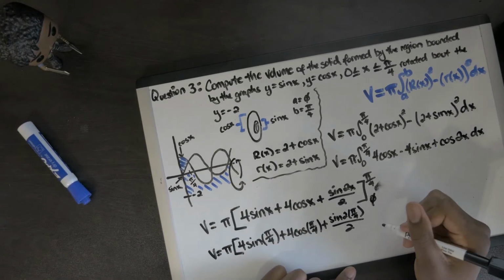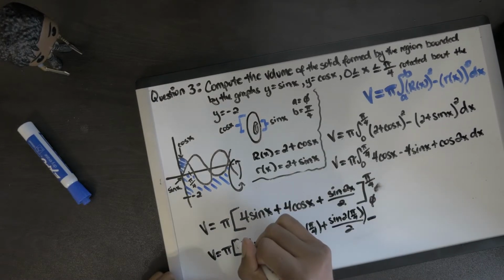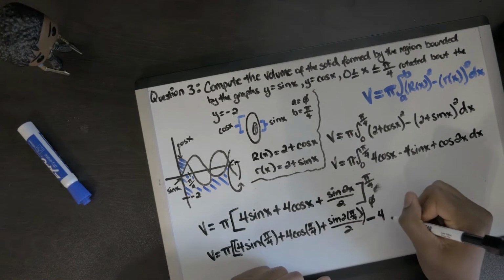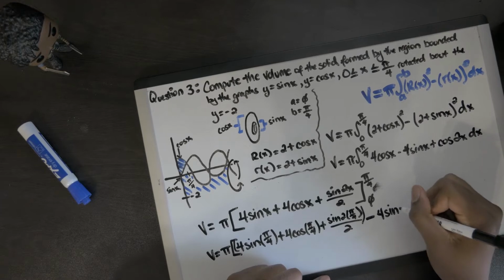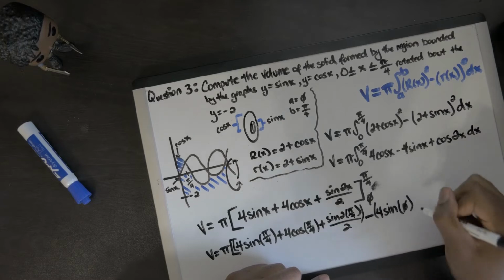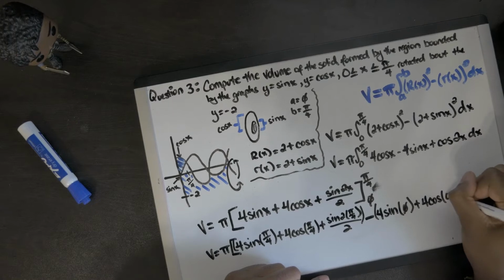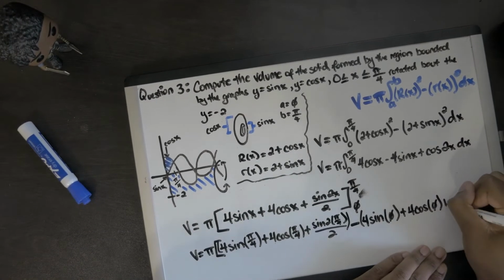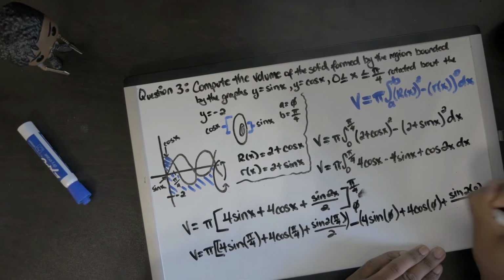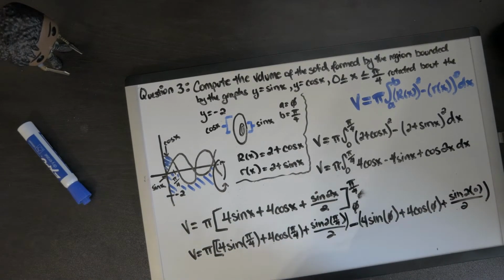And then that's going to be minus, so we'll just kind of keep that in mind, minus, now we'll be plugging in the 0 value. So 4 sine 0, and I'll put parentheses now so I don't forget, 4 cosine 0 plus sine 2 0 over 2 and the ending bracket there.